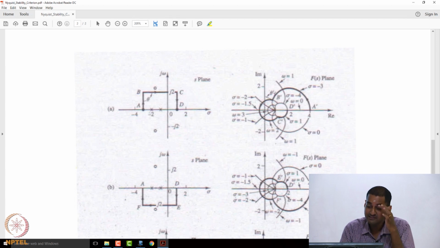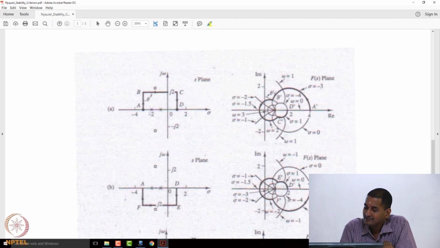So to begin with, if you take a contour A, B, C, D in the S plane, it so happens that if you plot it, I leave it to you as an exercise to do it in MATLAB, you take a corresponding contour. This is not a closed contour, by the way, we are not analyzing the mapping theorem yet. So this is an open contour. If you look at A, B, C, D, it's not a closed contour.